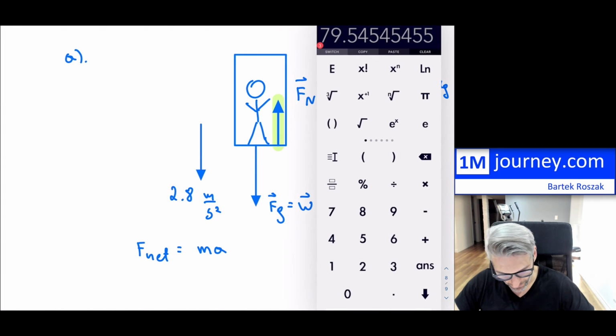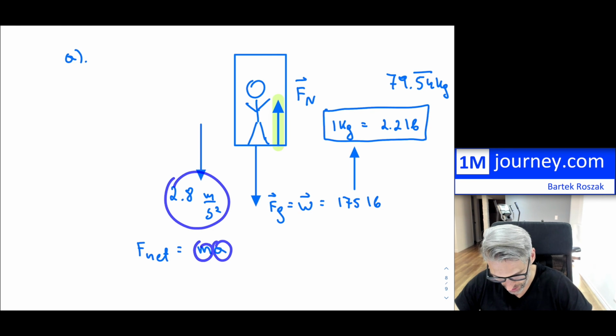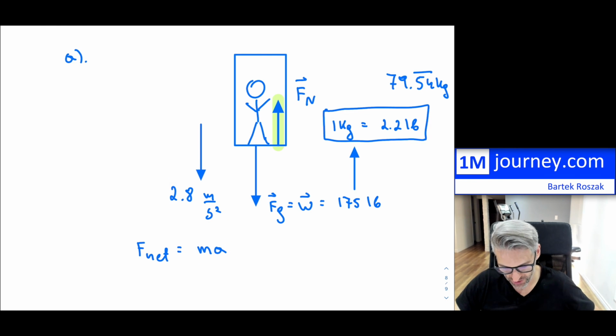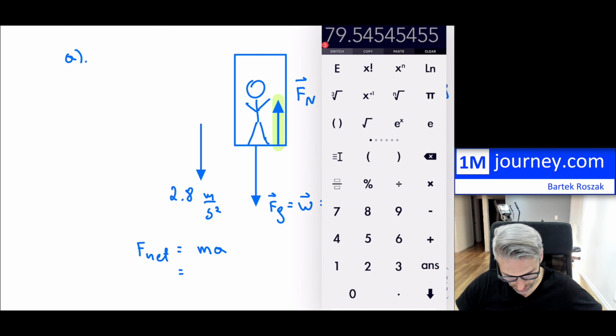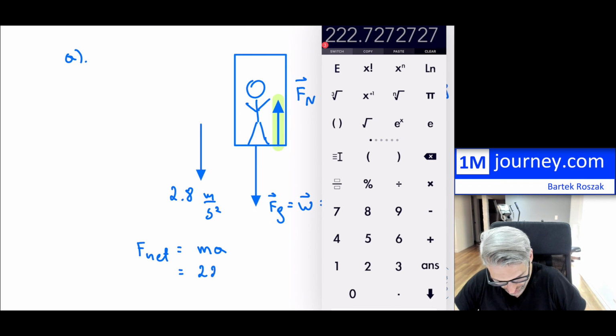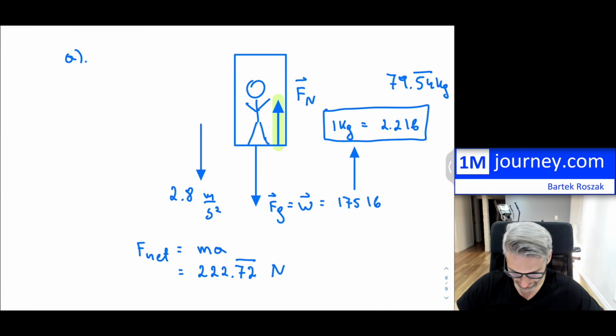Now, we know the acceleration, we know the mass, so we know F net. This is known, so I can certainly compute this out. This is going to be answer multiplied by 2.8. So we have about 222.72 newtons. I'm going to leave it, I won't round it yet. So that's my F net.